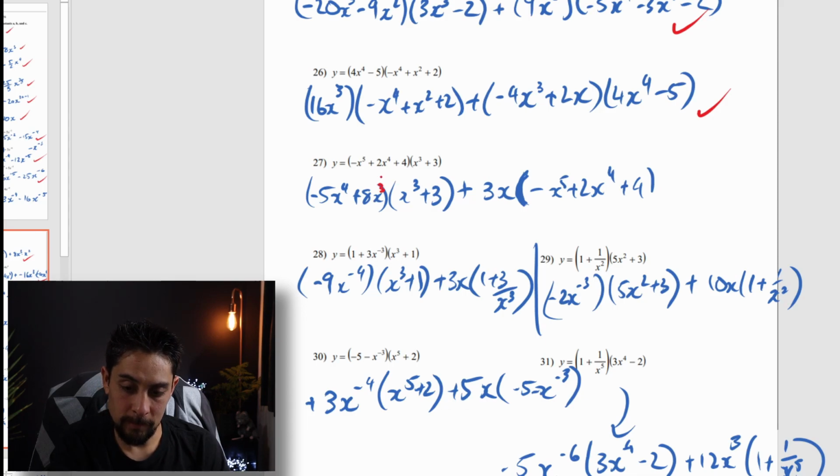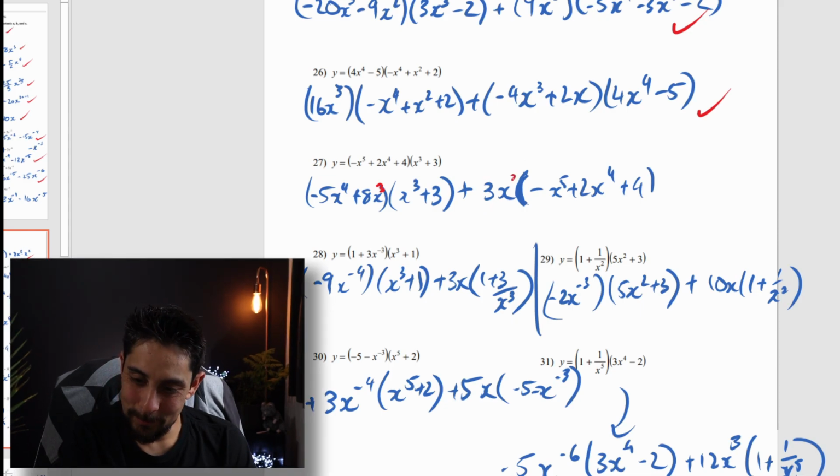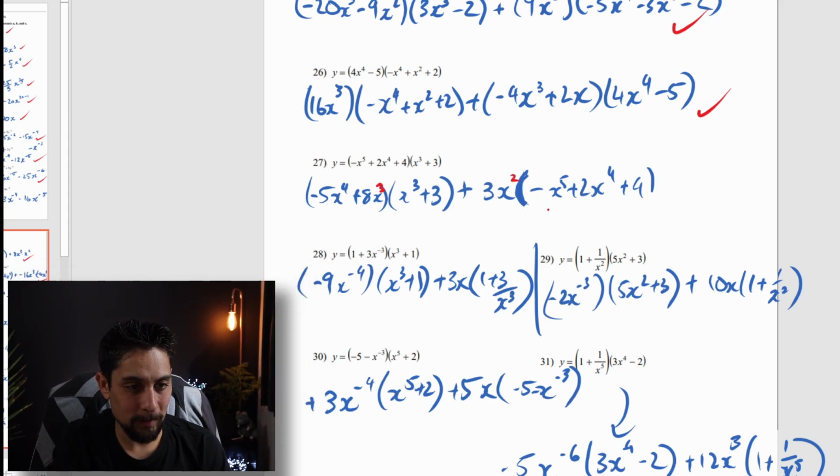Dang, I missed the power. Is the rest of it right? Where is it? 27. X cubed plus 3 plus 3x. I missed this power too. Was I talking during this one? Negative x5 plus 2x4 plus 4. So we have 2 mistakes in that one.